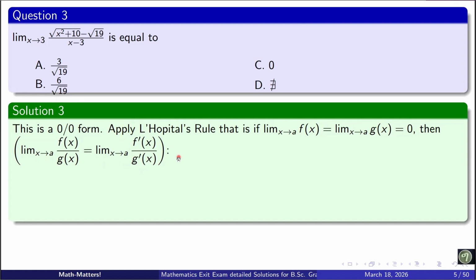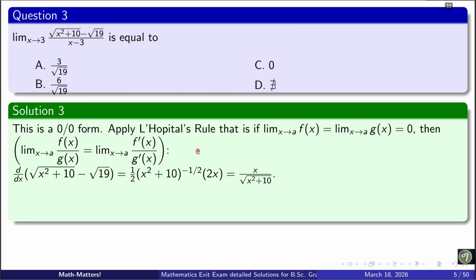Therefore, the derivative of the numerator, that's the square root of x squared plus 10 minus 19, we have to take the exponent, that's 1 over 2, the coefficient here. We have x squared plus 10 to the 1 over 2 minus 1, which is negative 1 over 2. That's the chain rule, times twice x, which is the derivative of x squared, so that this is equivalent to x over the square root of x squared plus 10.